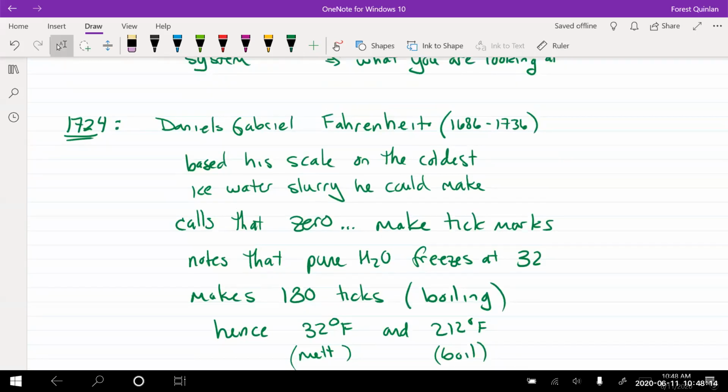Here's where the history lesson is kind of even weirder. Look at the year he gives this to us, 1724. Now, I'm pretty sure that this is currently lost on you guys, so let me be very clear. Before the year 1724, we did not know how hot things were. We did not know how cold things were. I want you to think about that.